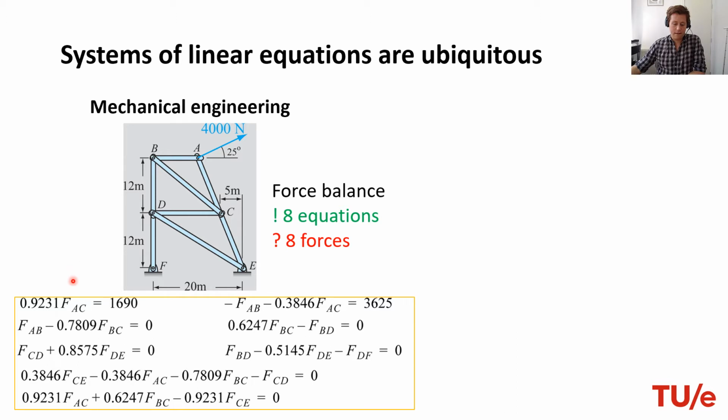This is a system of linear equations with the same amount of equations as there are unknowns. So we should be able to solve this, or try to solve this at least. That's an example of a linear system in mechanical engineering.